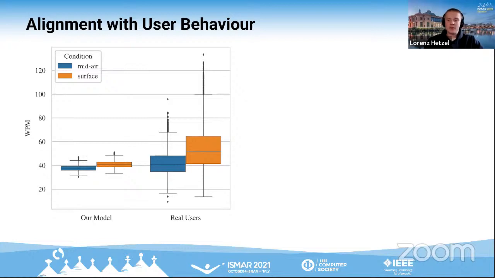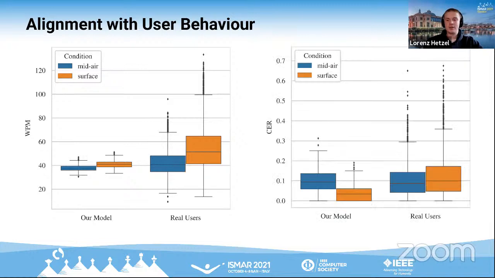So in a number of simple metrics, such as words per minute and character error rate, our model is quite well aligned with human behavior. And most importantly, it is competitive in terms of typing speed and accuracy with humans. But, and this is inevitable for any honest evaluation of a user model, there are some shortcomings. So for example, on the right, we have a character error rate box plot, and our model predicts that character error rate will be lower in surface aligned typing, but that is not what we actually observe with real users.